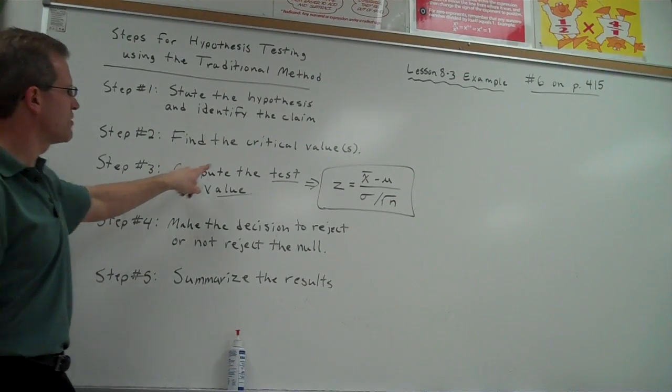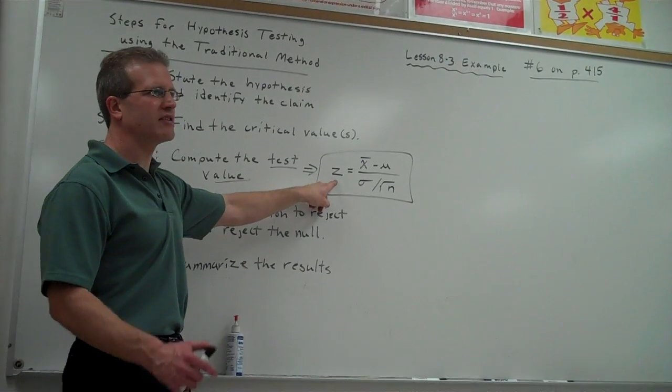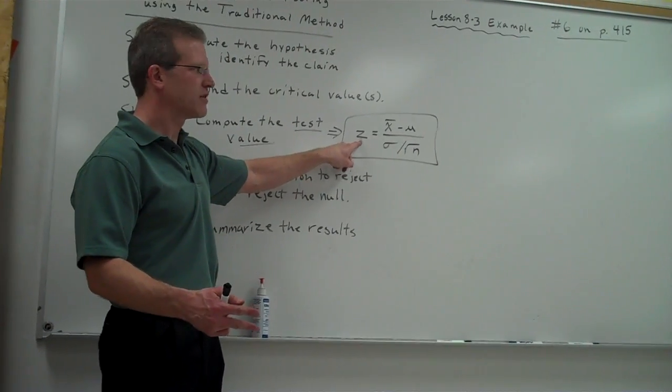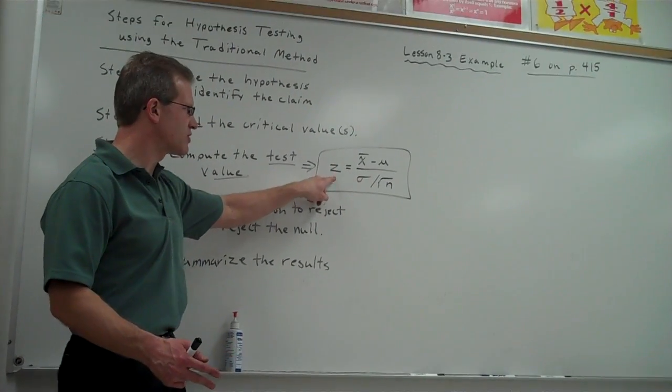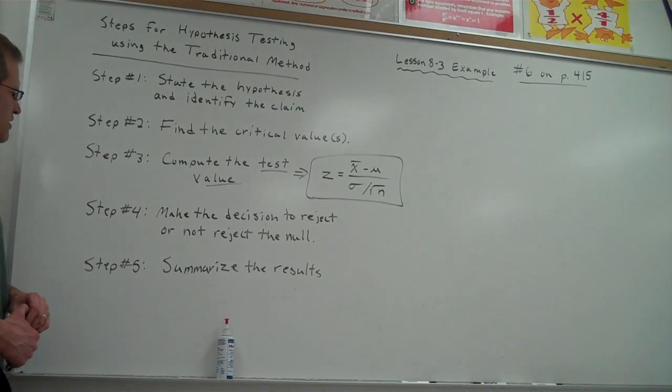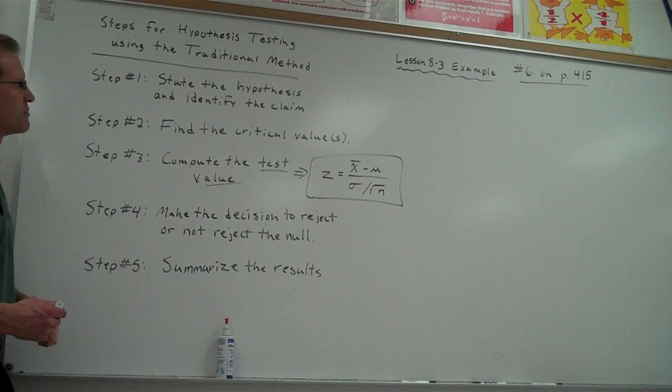Step number 3, compute the test value. The test value, again, is going to be either a z-score, a t-score, or a chi-squared score. For lesson 8.3, it's going to be a z-score. Step number 4, make the decision to reject or not reject the null. And step number 5, summarize the results.